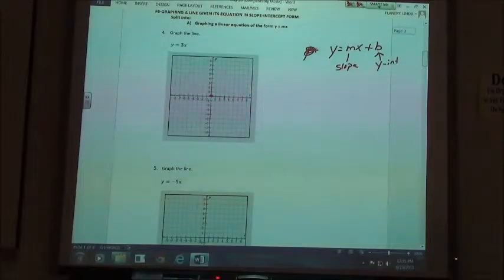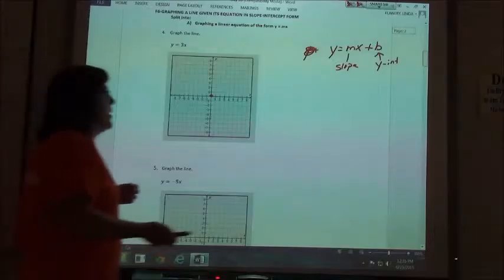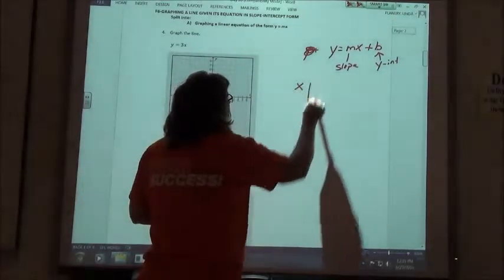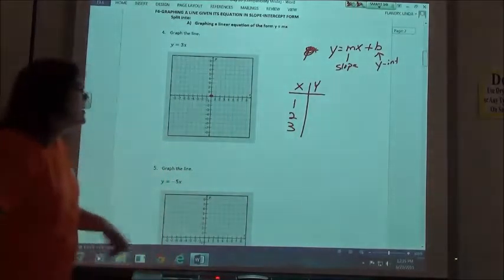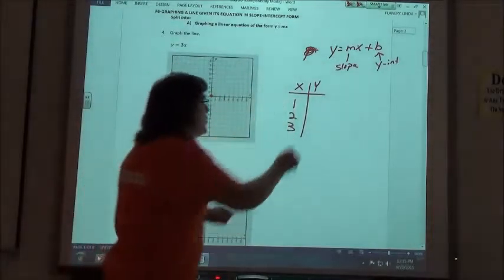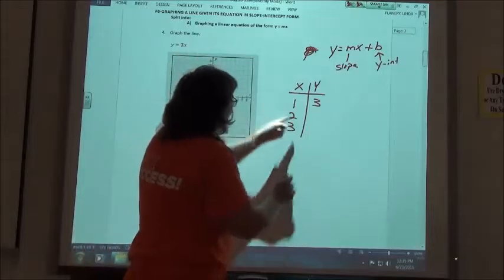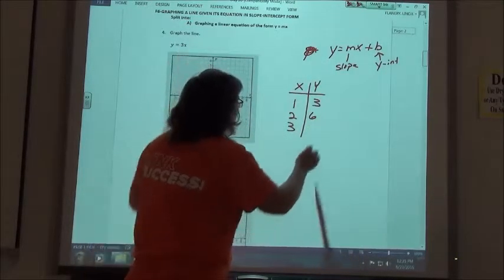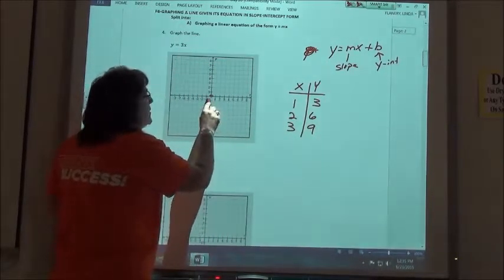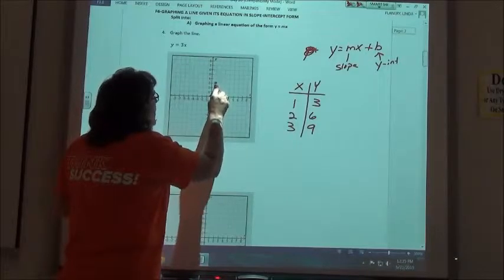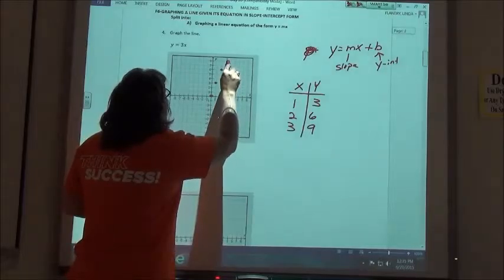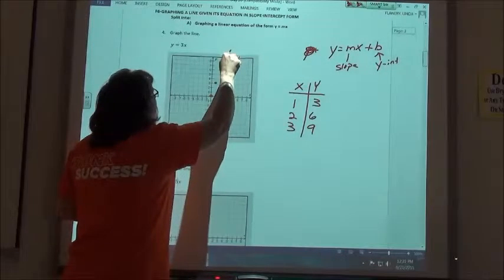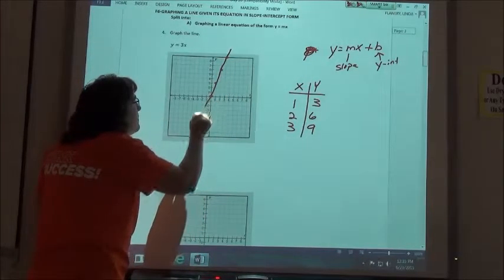You can either make a table and put points in, or you can just use the slope to find your next points. If I would make a table, and I just put numbers in like 1, 2, and 3: 3 times 1 is 3, 3 times 2 is 6, 3 times 3 is 9, and I could plot my points. Over 1 and up 3, over 2 and up 6, and over 3 and up 9, which barely fits on my graph. And I could connect my dots and draw my line.